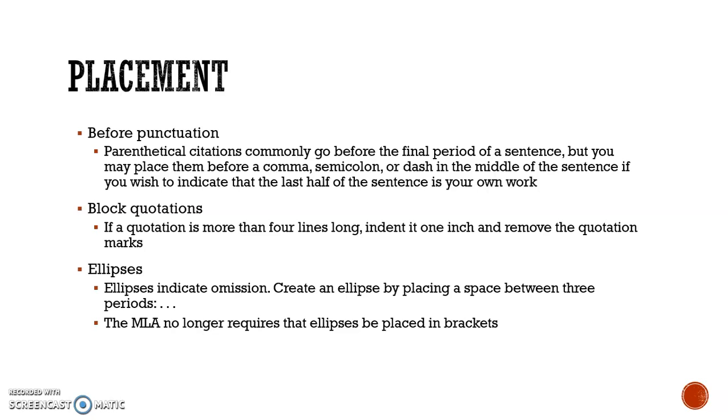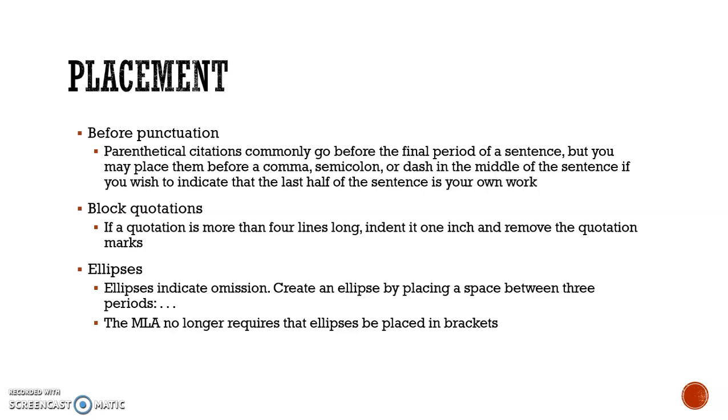I've also got a little slide here about where you need to put these things. This is just a reminder that parenthetical citations always or most of the time go before the final period of the sentence. You can place them before a comma or a semicolon or a dash in the middle of the sentence if you want to indicate that the last half of the sentence is your own work. Sometimes people do that for countering purposes.